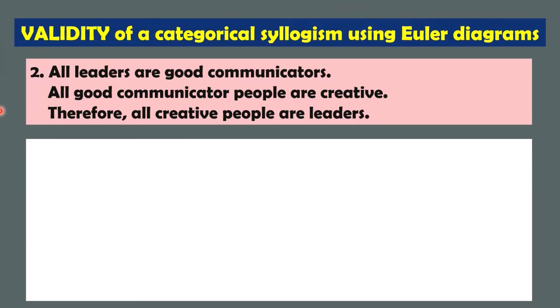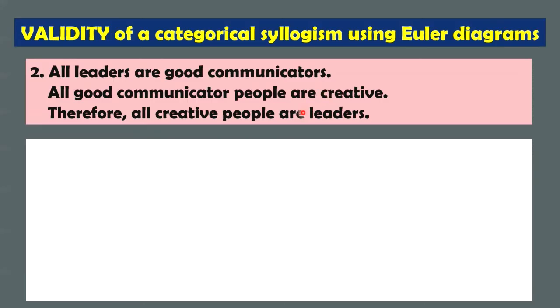This is somewhat similar to our first example because if you check all the categorical propositions, lahat yan yung ating first categorical proposition, yung all S are P. So you're just going to focus on a smaller circle and a bigger circle. So ililet ko yung set of all leaders na L, capital L. Tapos itong good communicators, letter G na lang. Kasi if you check, may creative tayo. So yung C for creative na lang.